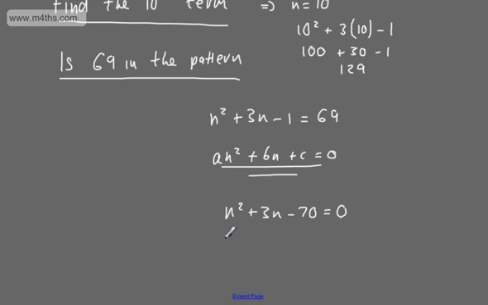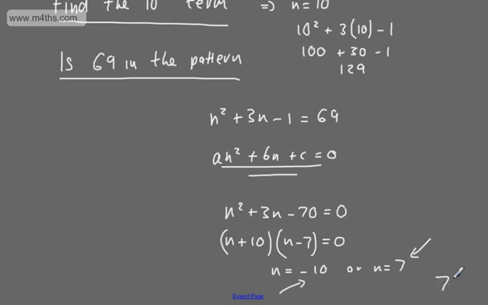Now it looks like I can factor that to n plus 10, and then we're going to have now n minus 7 is equal to 0. So this is telling me from the algebra that n is equal to minus 10, or now n is equal to 7. Well, let's consider n is equal to minus 10. We can't have minus 10 as n is a number. So quite clearly n is going to be 7. So we can say now that 69 is the 7th term.